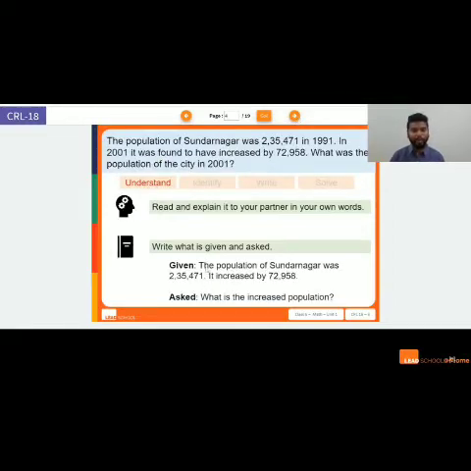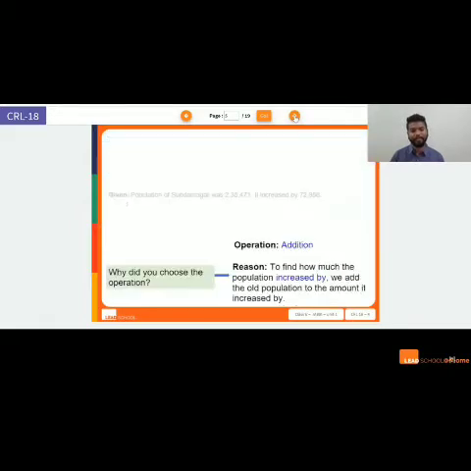In this case, I already know the population of Sundarnagar was 2,35,471. You see, and it is increased by 72,958. You see how statements are helping us understand these numbers and the data the numbers are giving to us. So that is why we always make sure we write a statement next to our numbers. What is the increased population? This is what they're asking us. If I know what is given and what they are asking, I have understood the problem, as in I have comprehended the problem. Let us go to the next step.